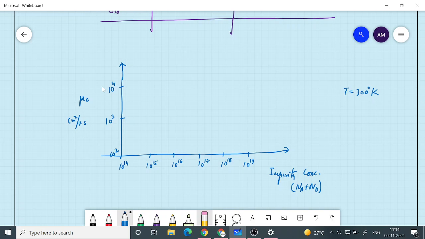Now if you look here, to draw this exactly is a bit tedious, but let me try. One is for holes. So holes, as I said, 480 is a typical value. So it is somewhere here. This goes up to 10 raised to 16, 17, and then it bends down.